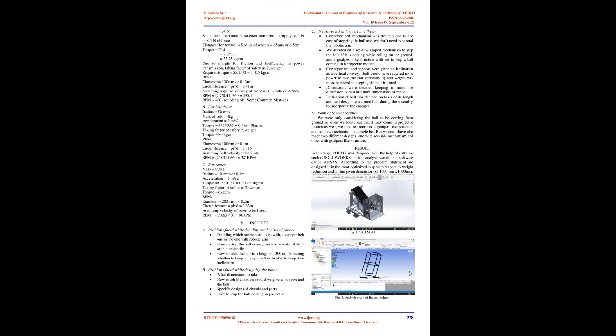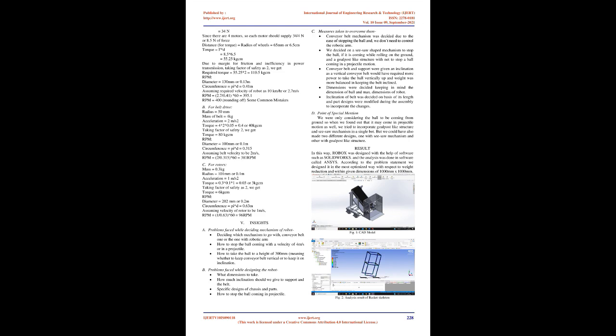RPM. Diameter equals 130 mm or 0.13 m. Circumference equals pi*d equals 0.41 m. Assuming required velocity of robot as 10 km/h or 2.7 m/s, RPM equals 2.7/0.41*60 equals 395.1. Rounding off, RPM equals 400.